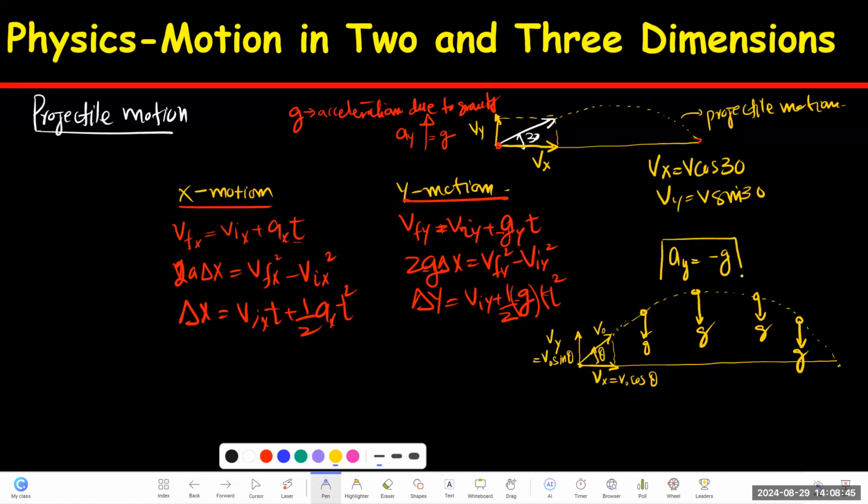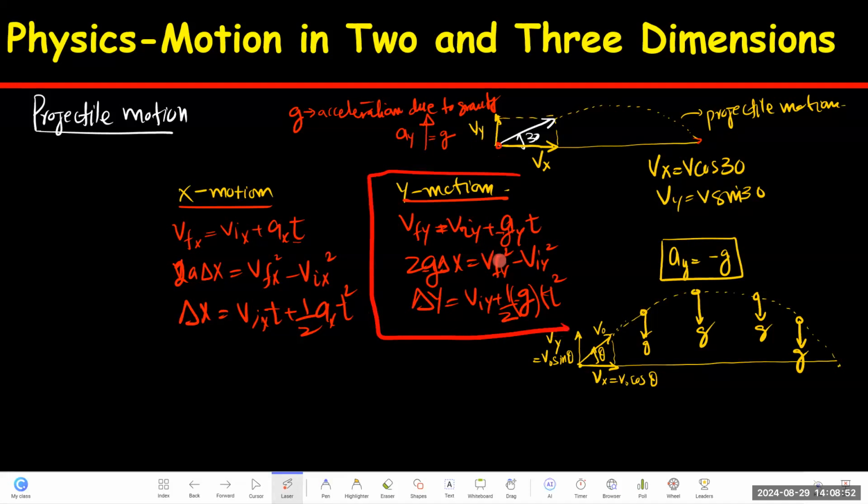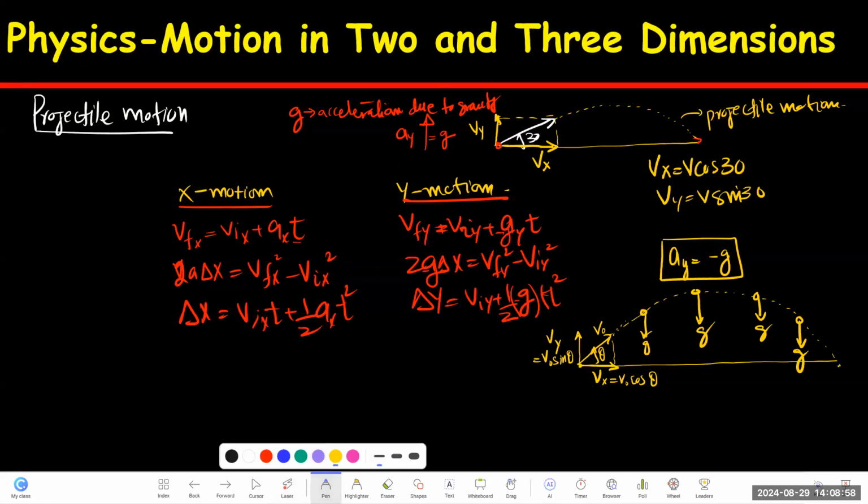So when you apply the equation of motion, all the a is replaced by this minus g, right? And all the x is going to stay x. So we can write those.